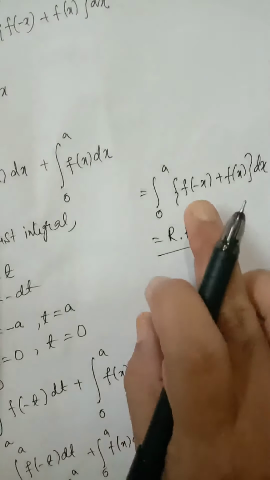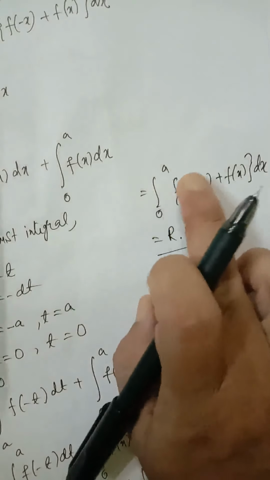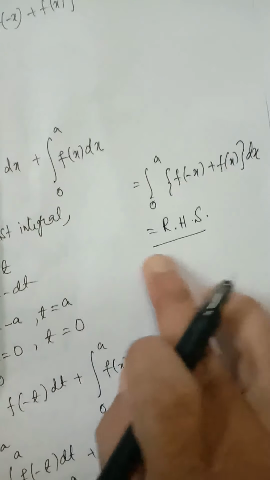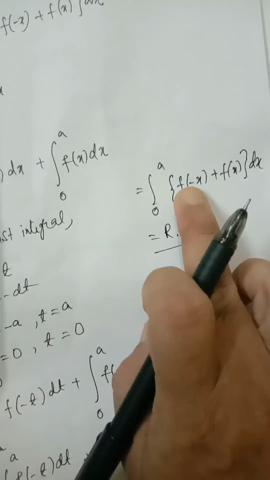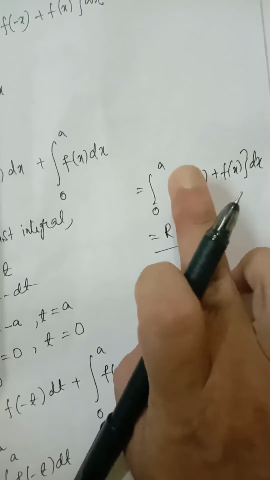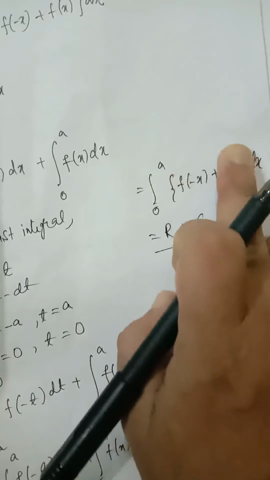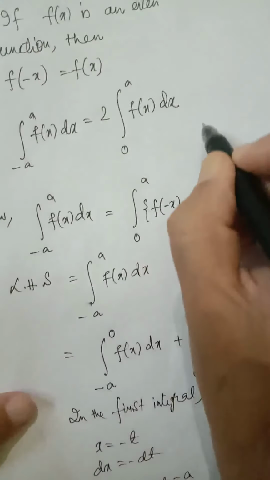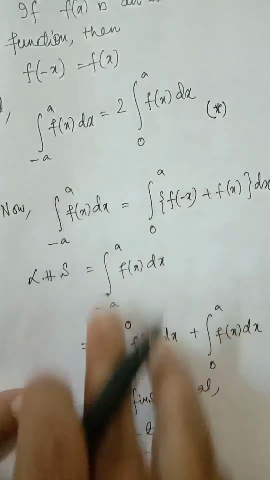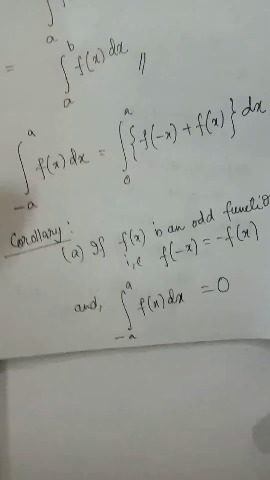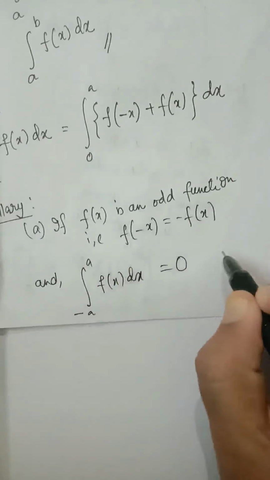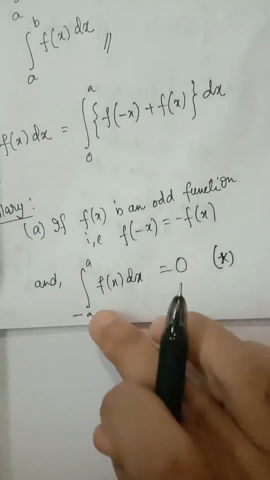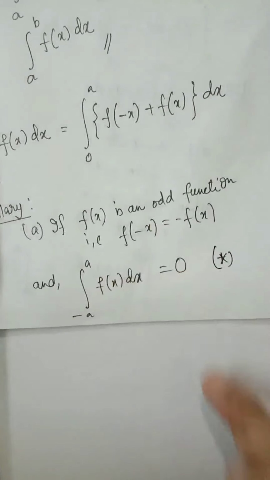If f(x) is an odd function, f(-x) will be -f(x), these two will get cancelled, and the answer will be 0. And if f(x) is an even function, f(-x) will be f(x), so f(x) plus f(x) will be twice f(x). These two are very, very important theorems. One is true when f(x) is an even function, and the other is true when f(x) is an odd function. If f(x) is odd, the integral from -a to a of f(x) dx will be 0. So this was property number 6 for you.